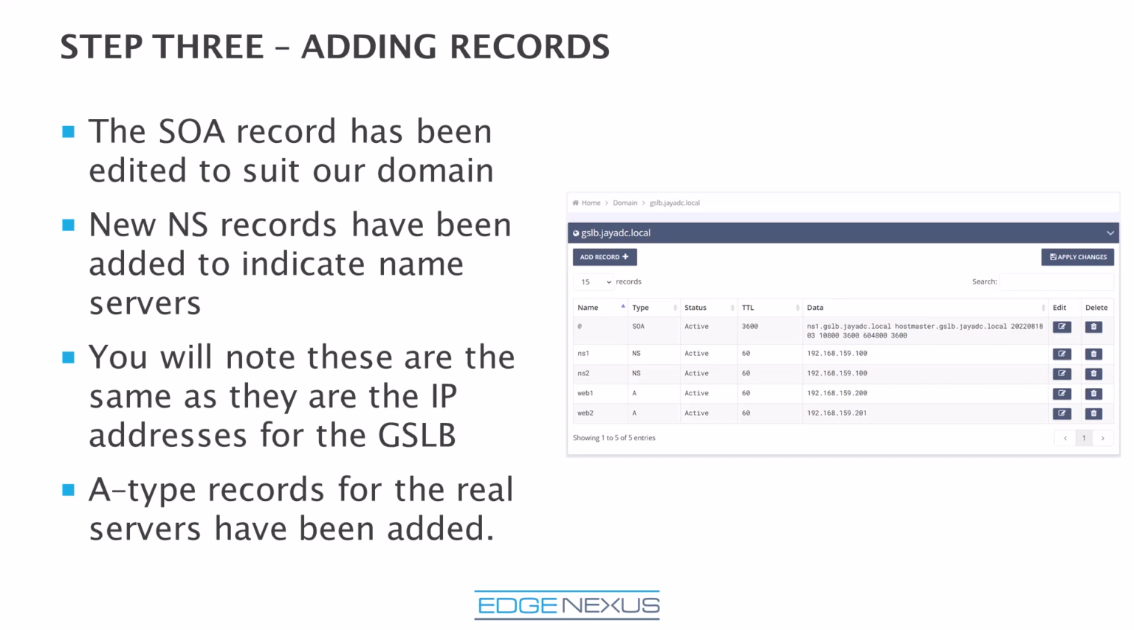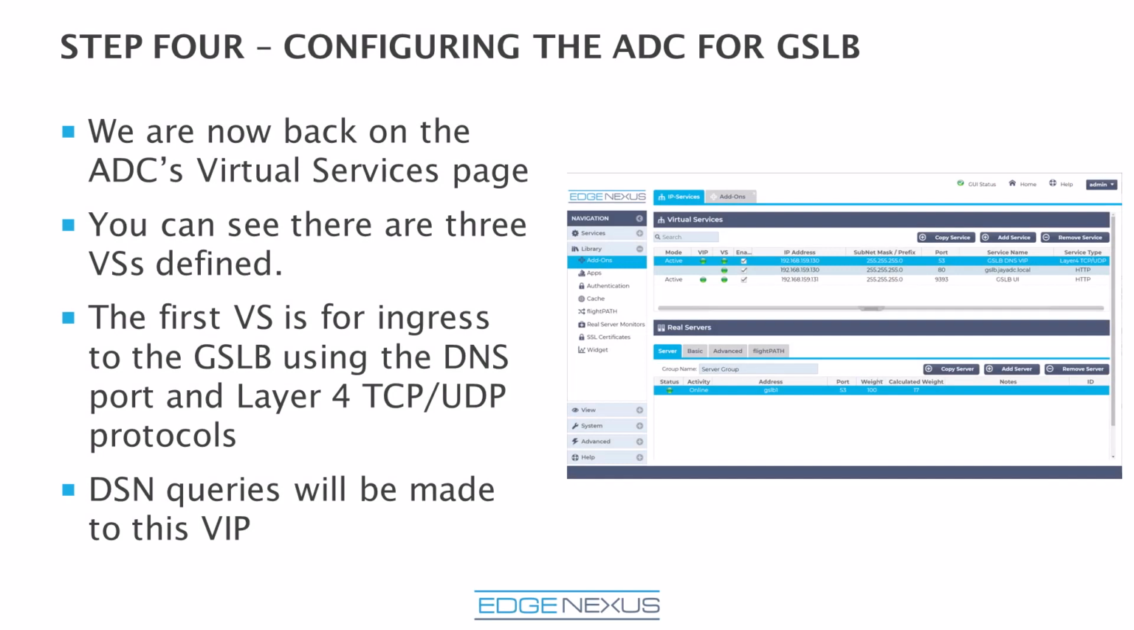The last two records are A-type records for the real servers. In our case, these are two web servers named Web1 and Web2. Step 4. Configuring the ADC for GSLB.